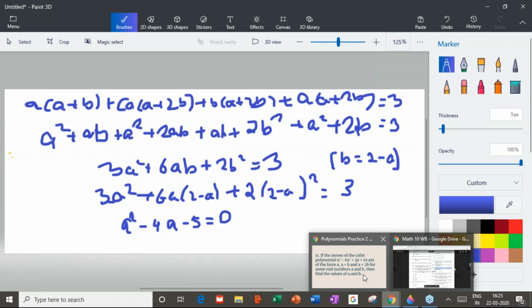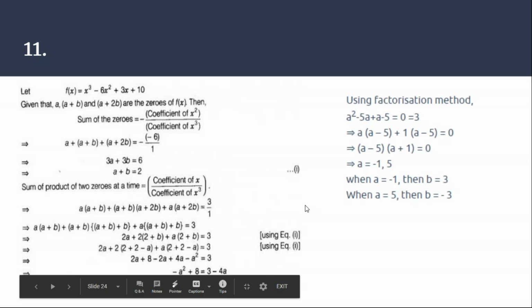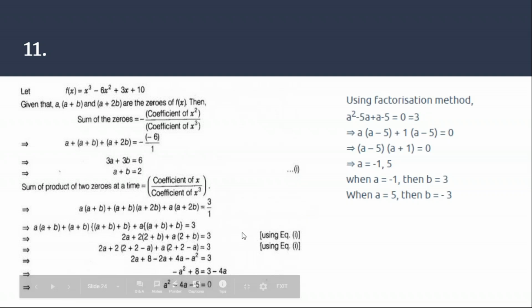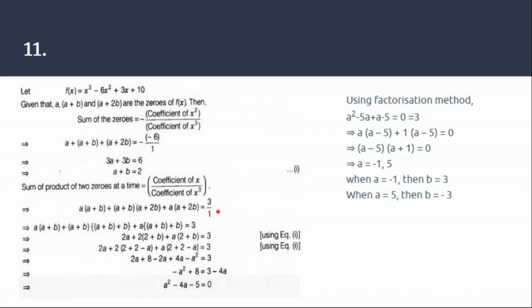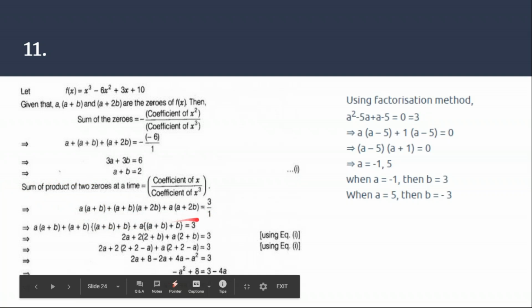Okay, I'll be sharing the PPT also. So here, what they have done in this solution is use the second property, which I also showed how to do. But instead of multiplying the brackets and opening them, they have used a different kind of simplification and substitution to arrive at the same answer.